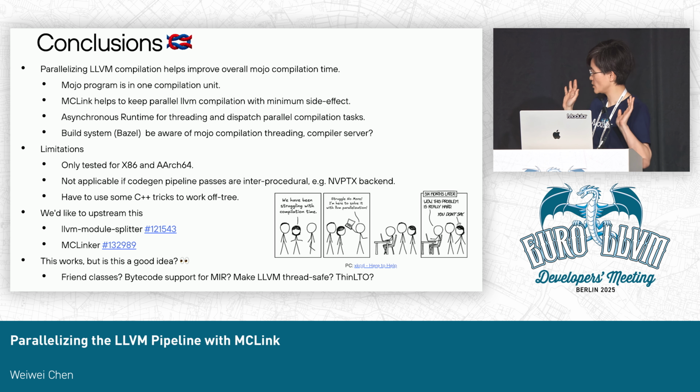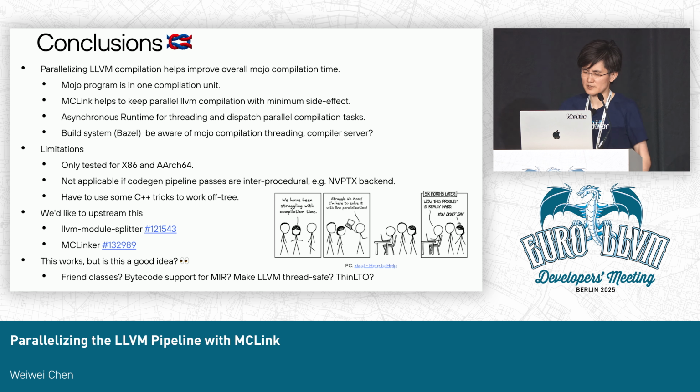For disclosure, this approach has limitations. We've only tested this for x86 and ARM64 backends. The function level parallelization is not applicable if the codegen pipeline is interprocedural. For example, we cannot really do that for the NVPTX backend. We do use the same infrastructure for GPU compilation, but mostly at the subgraph splitting level, so that we can split the different kernels into different submodules and compile them in parallel. We do not really have the reduced problem for GPU compilation for now.